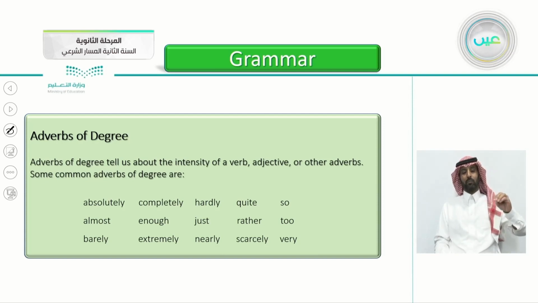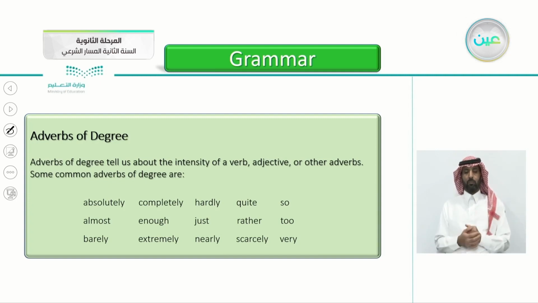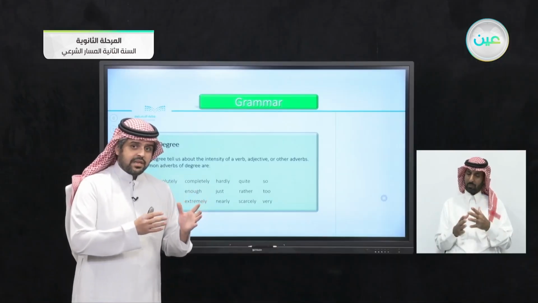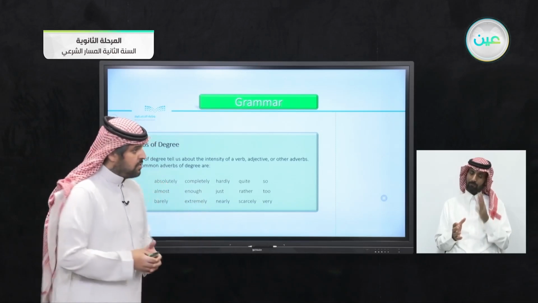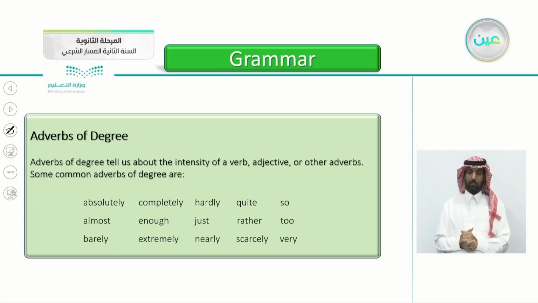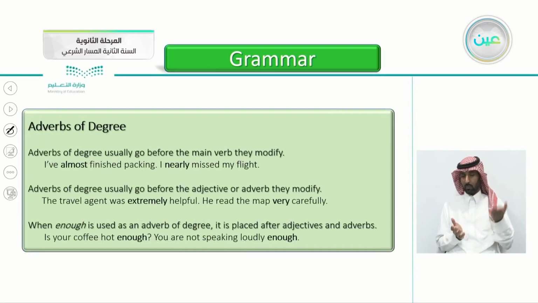It says here, adverbs of degree tell us about the intensity of the verb, adjective or other adverbs. Some common adverbs of degree, so, too, very, quite, rather. So this shows you the intensity of the verb. Is it very big? Is it extremely big? Is it quite big?